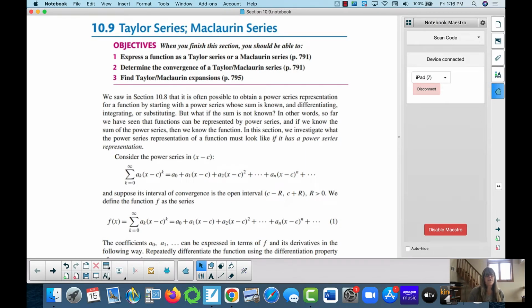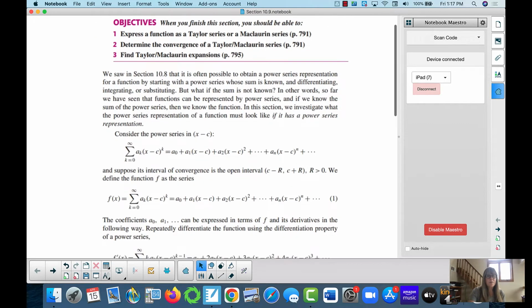So in this section, you're going to learn about Taylor series and Maclaurin series. And we're going to look at how we know if they converge or not, and how to express functions as a Taylor series or Maclaurin series. So in this section, we're going to focus mostly on Maclaurin series.